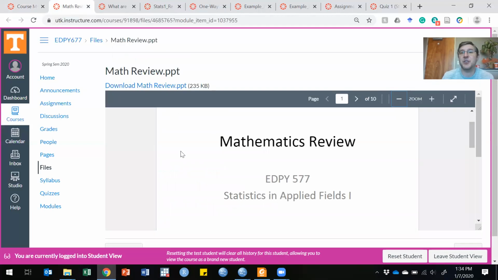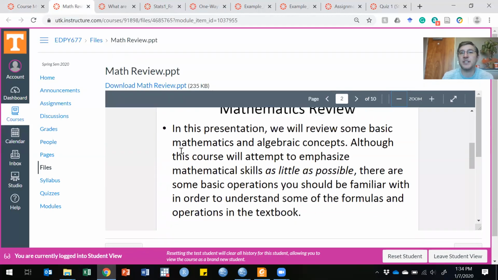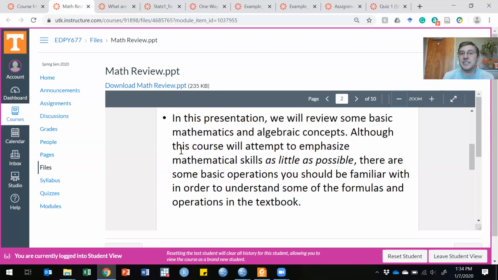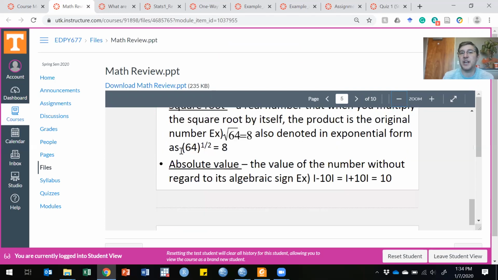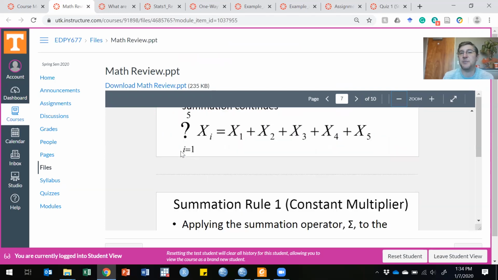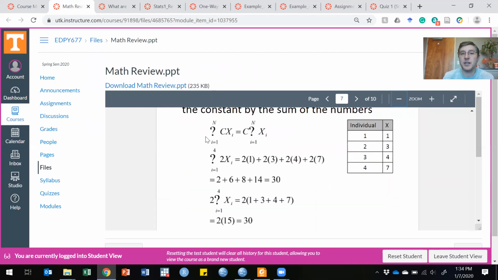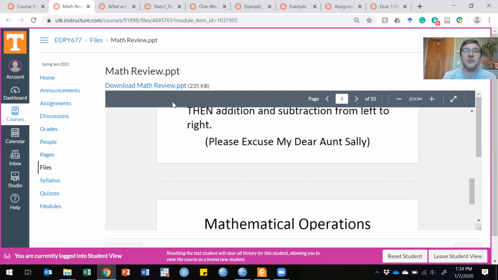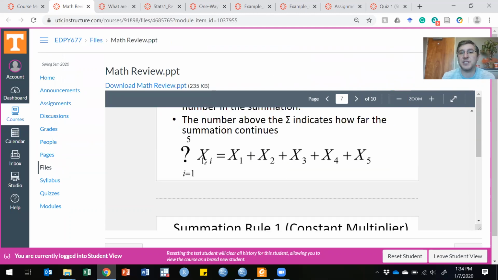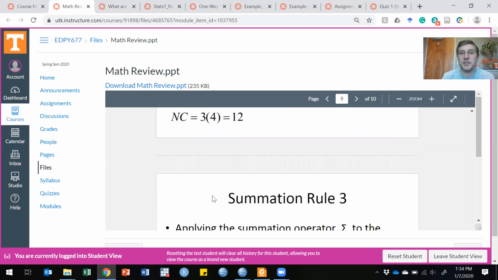So you can see here in the math review PowerPoint, we're going over just some basic mathematic and algebraic concepts. We have the order of operations in here, the summation symbol. Oh, it looks like it's not coming out through here. I'll see if I can fix that and re-upload this. The summation symbol is shown as a question mark instead of the Greek symbol sigma.